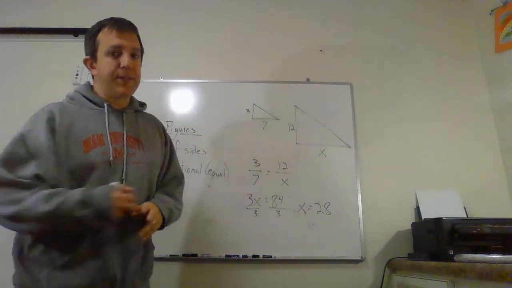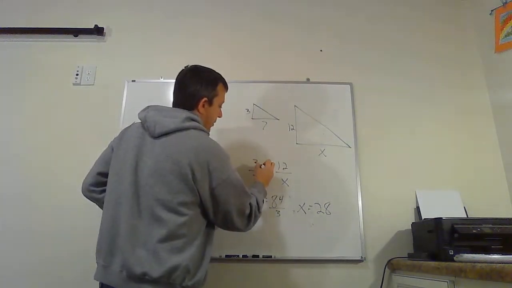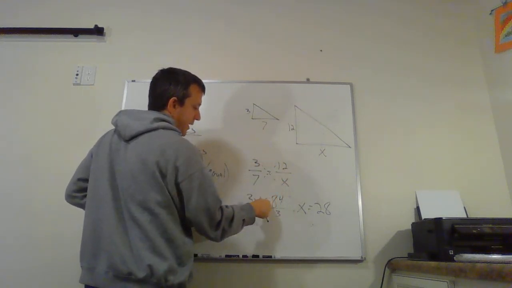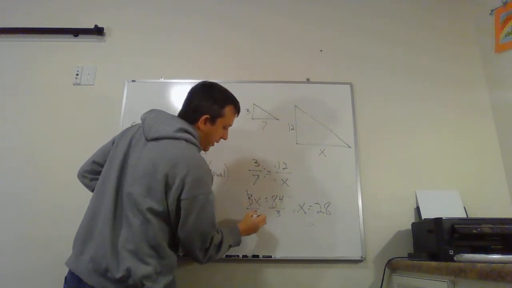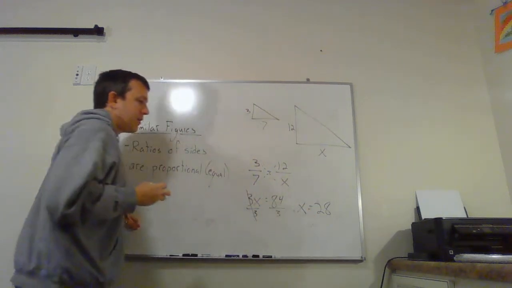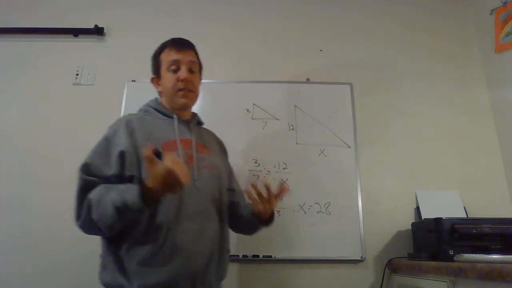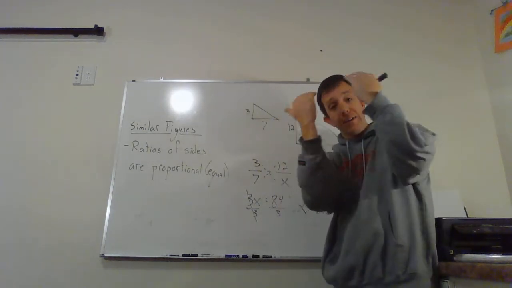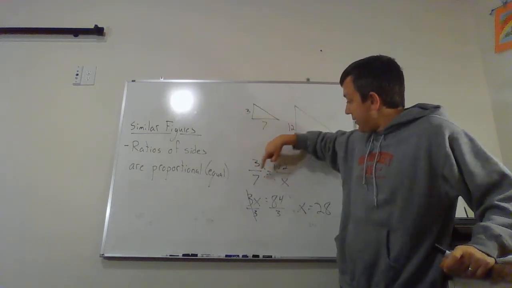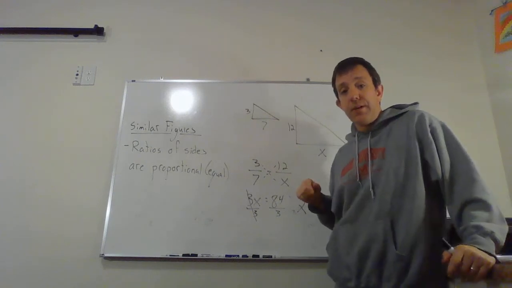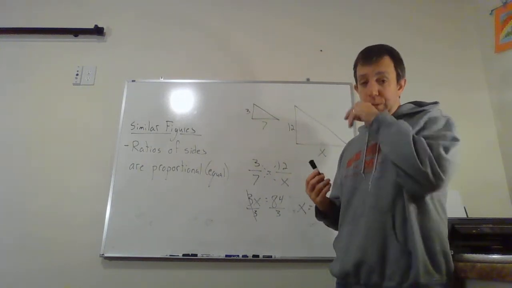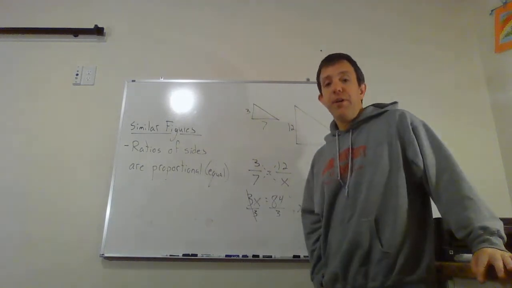So what do we do? The same thing we've been doing. We cross multiply. 3 times x. 7 times 12 is 84. And then we just divide by 3, which leaves us then with 28. And so that's similar figures. Just remember, match those pieces going across the fractions, going across that equal sign in the middle. If those match, this is always going to work out for you. So there you go. Good luck.